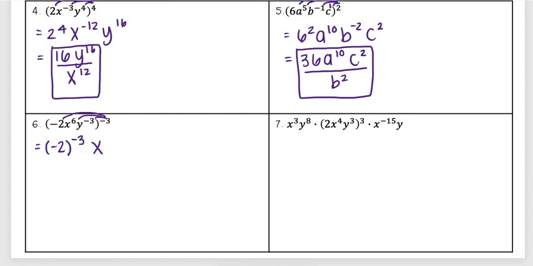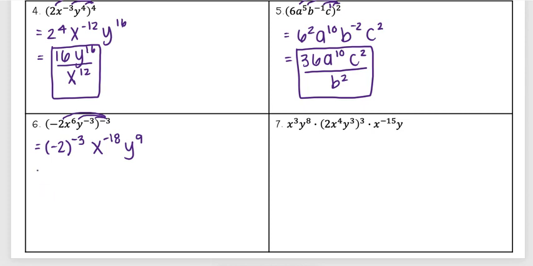And then when I distribute that -3 to the 6, again, with my rule, since it's a power to a power, I'm going to multiply those. So 6 times -3, I get -18. And then for my y, -3 times -3, I get a +9.